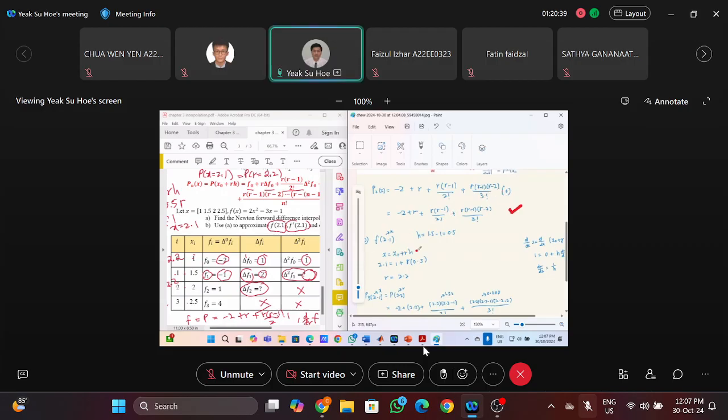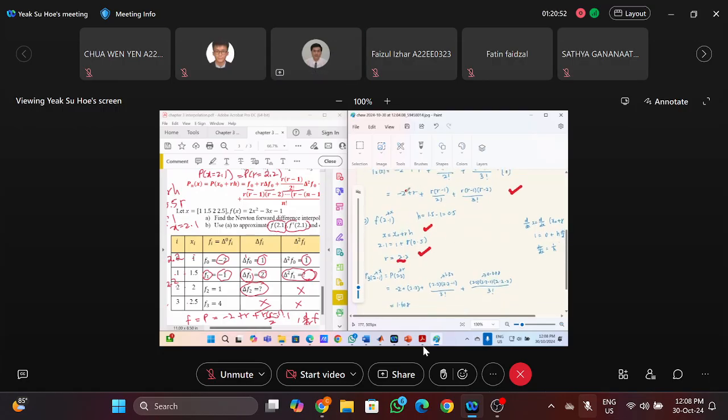So S equals S0 plus RH, okay? And then S is 2.1, S0 is 1, so H is 0.5 R. So what is R? R is 2 by 2, yes, correct. So you substitute your R, 2 by 2, inside here. So this is a polynomial of R, and this is a polynomial of R. You substitute inside, then you get minus 2, and R is 2 by 2, correct? And then this one is 2 by 2 minus 2 factorial, and then this is 2 by 2. Finally you get 1.608.